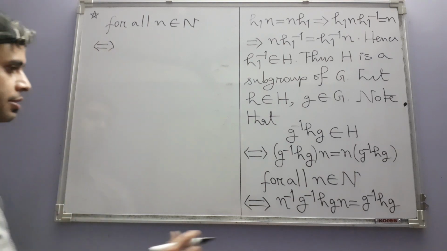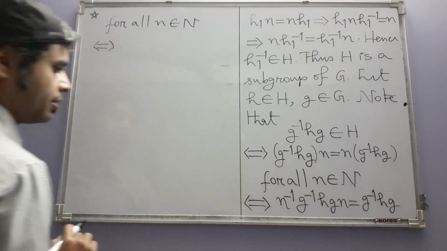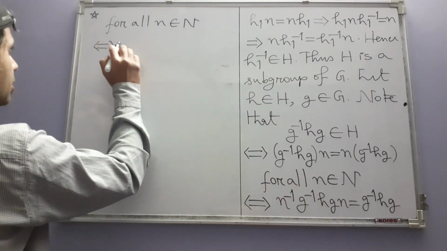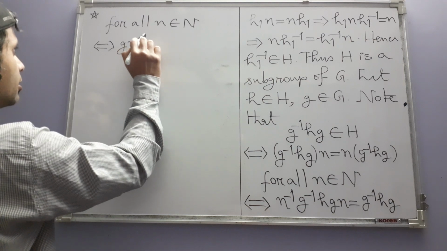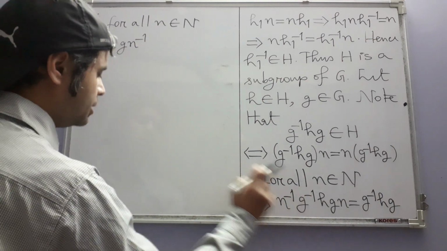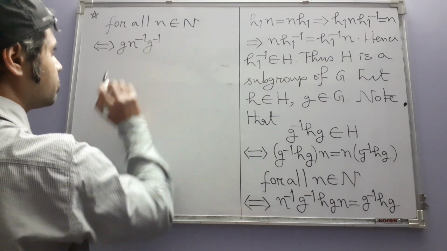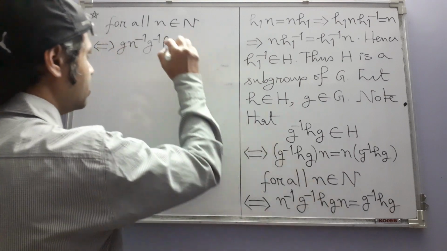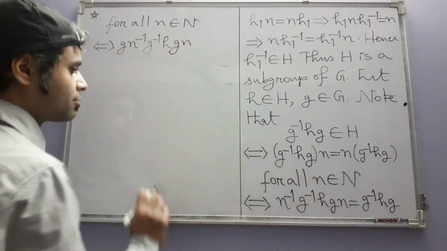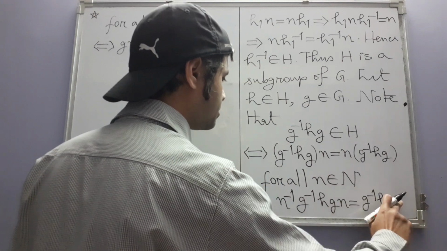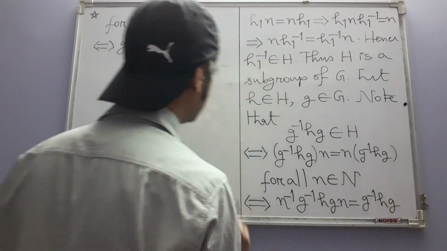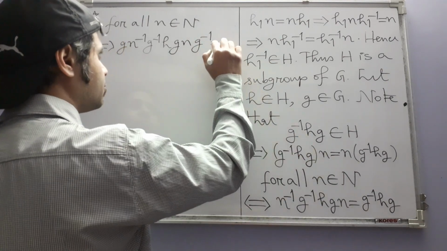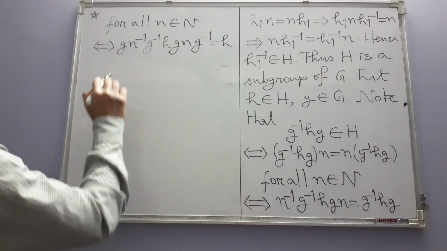Yeah, now it will be easier to bring G inverse and G on this side. So if I multiply on both sides by G from the left, I get G n inverse G inverse H Gn, and also I am going to multiply on both sides by G inverse from the right. So G inverse, and now I will have only H on the right side.